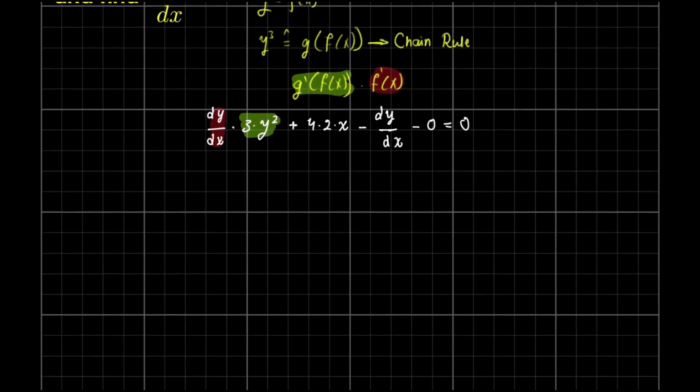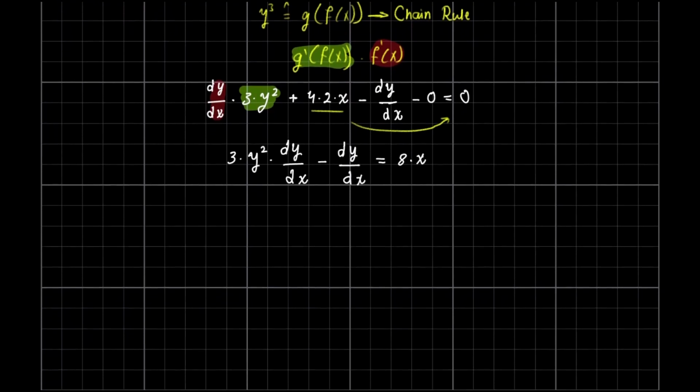So, rewriting this expression again in another way, we will have 3 times y squared times dy/dx. And now I'll get like terms together, or pull them closer together, and we will have minus dy/dx. And what I'll do here is this term with the x only, I'll bring it to the other side of the equation, so to the right side of the equation. And now I'll have it equal to 8 times x. So I realize here that I have like terms together. And these like terms, I can basically factorize them.